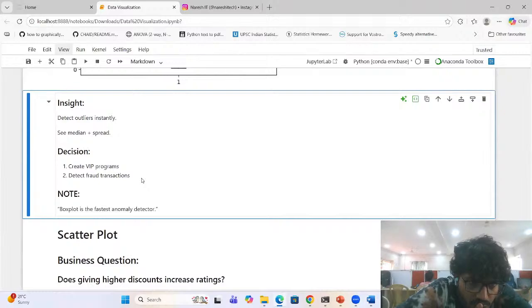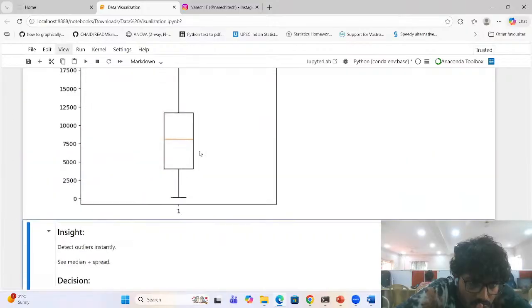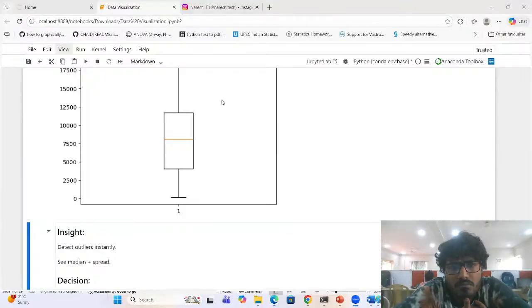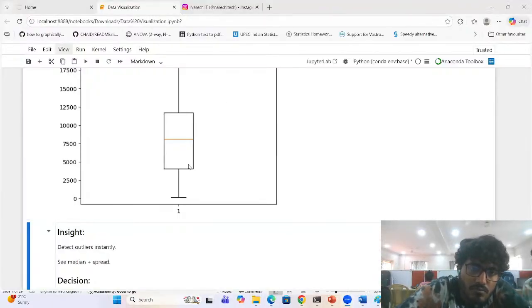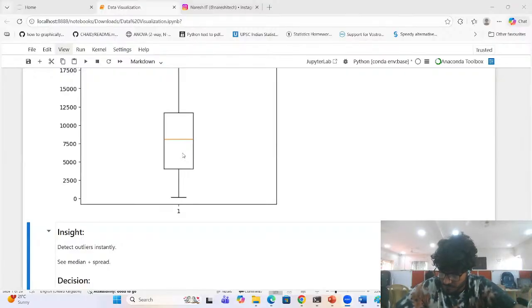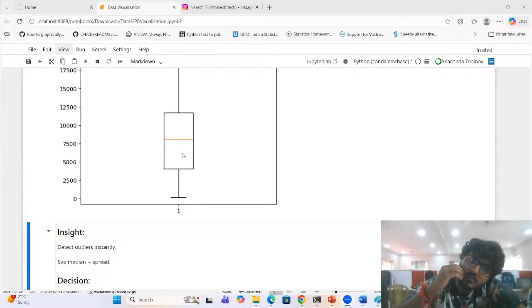What is the box which is colored? Q1 to Q3. Yes. This is quarter one, this is quarter two, this is quarter three. Q1 means how much? 25%. If you are calculating 25%, what do you mean by that? 25% means the top 75% of the people are spending from 2,600 to 7,500.